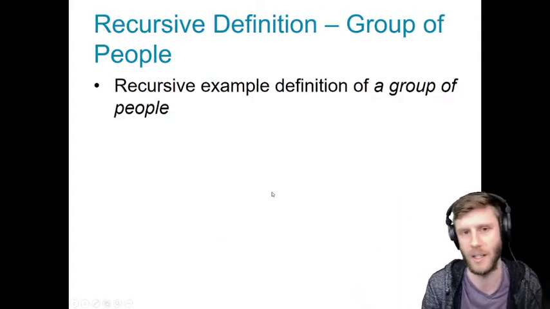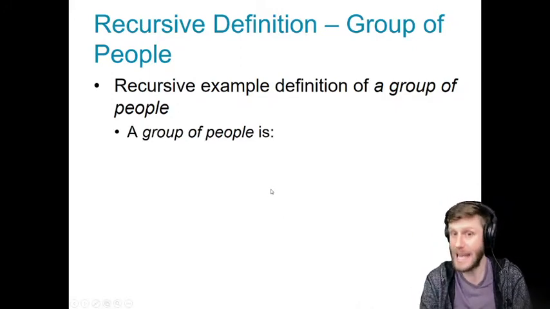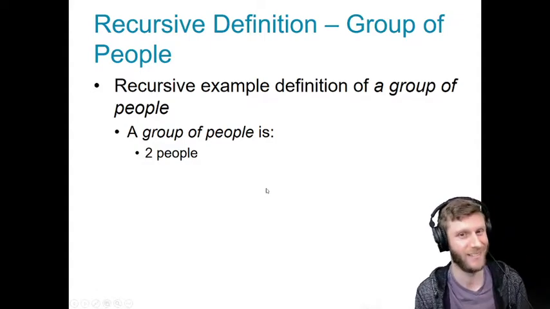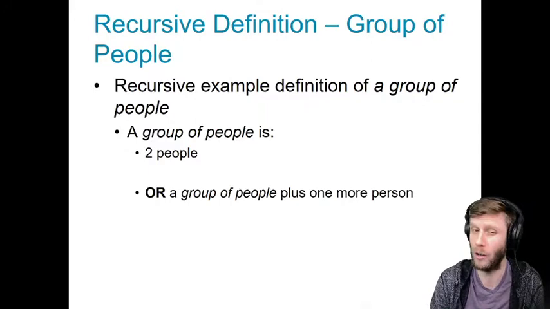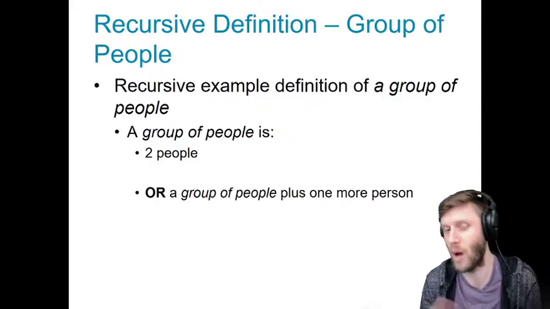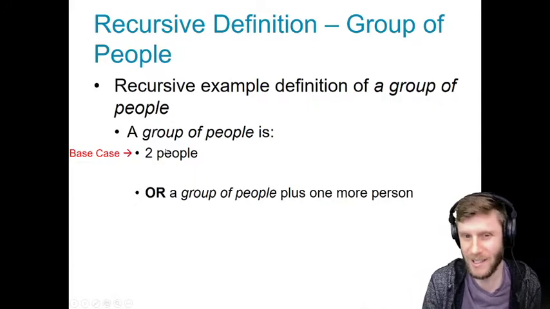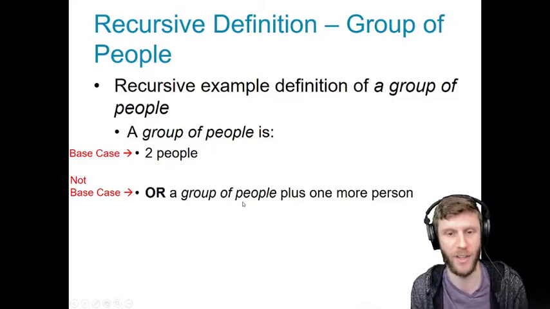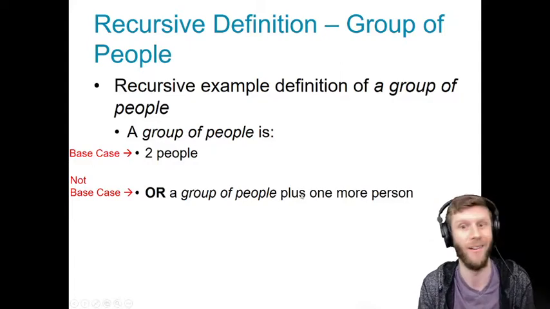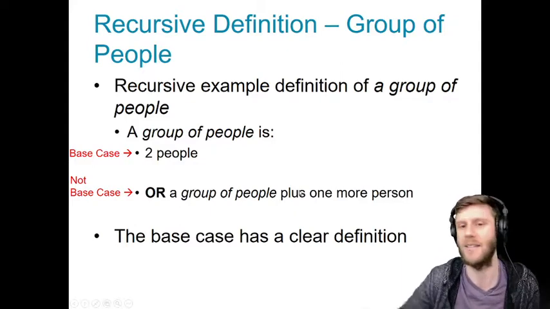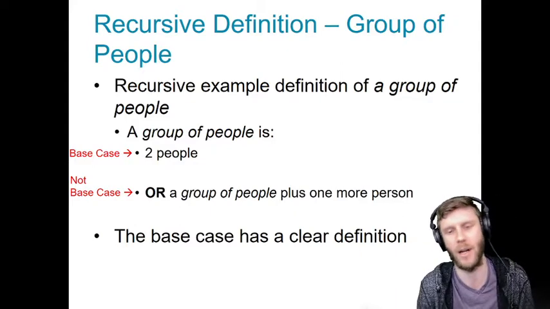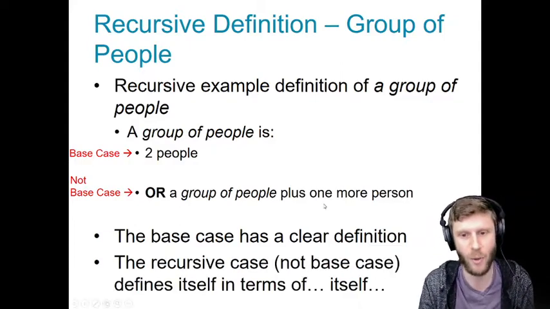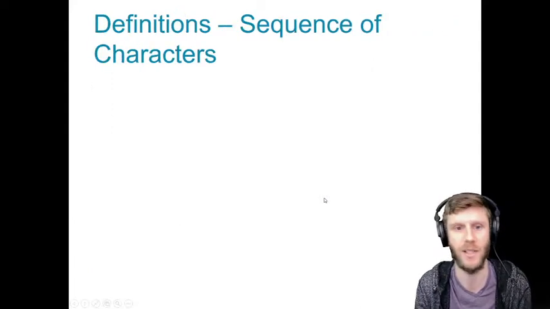But we can define it recursively by saying, well, a group of people is 2 people, or, and here's the magic, a group of people is 2 people, or a group of people plus 1 more person. So that's the base case, 2 people. But this is the not base case. This is the recursive call. A group of people is a group of people, but with 1 more person. So the base case has a clear definition. There's no ifs, ands, or buts about it. There's no ambiguity. There's no recursiveness in there. A group of people is 2 people, but then we have the recursive one that defines stuff in terms of itself.